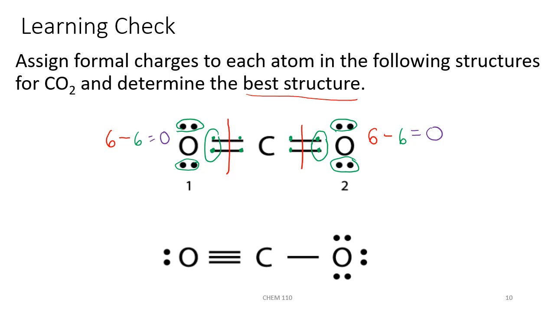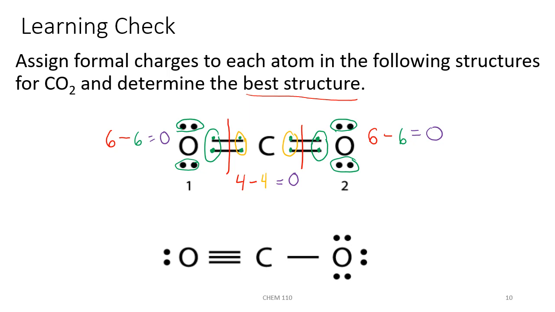And for carbon, carbon is in group 4A on the periodic table. So it wants to have 4 valence electrons around it, minus its associated electrons. If we count our associated electrons, we're only going to be counting the bonding electrons because there's no non-bonding electrons on carbon. So we've got 1, 2, 3, 4 associated electrons. So we're going to have 4 minus 4. Therefore, carbon has a formal charge of 0 in this structure. Both oxygens and carbon having a formal charge of 0 makes this a very good Lewis structure.